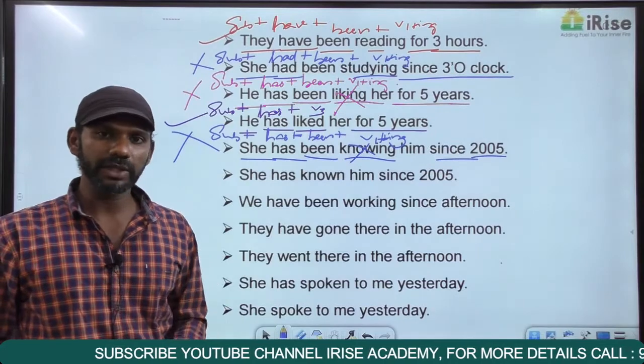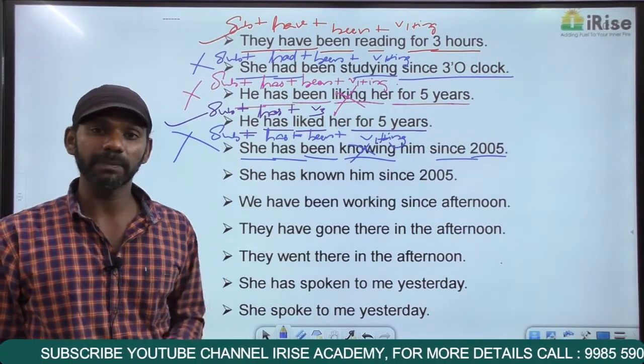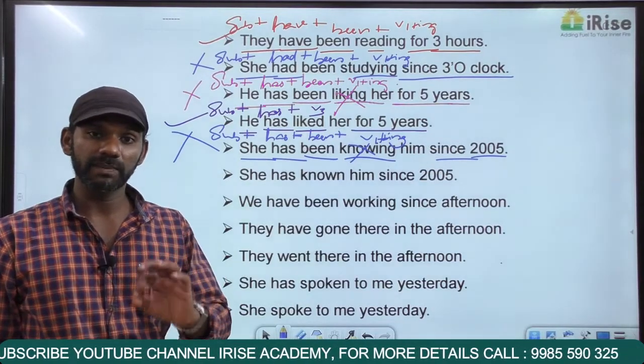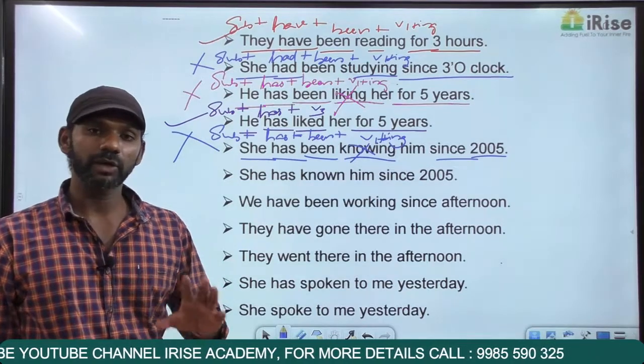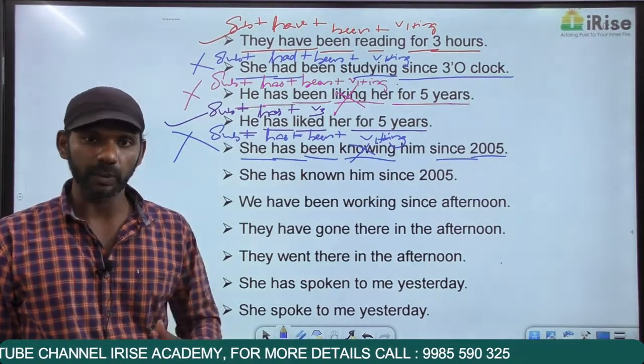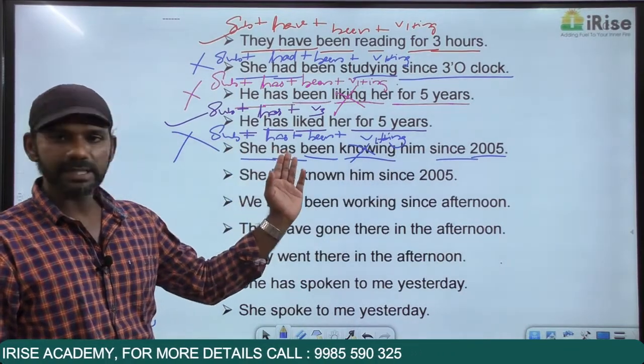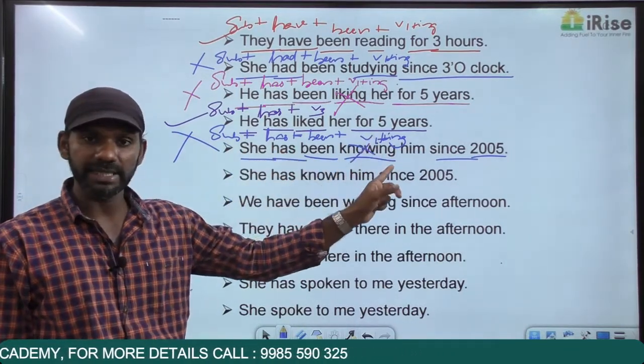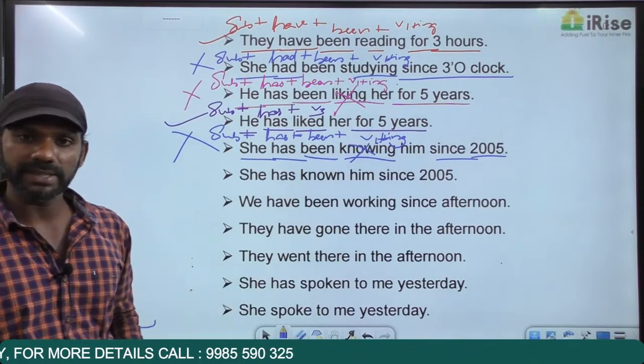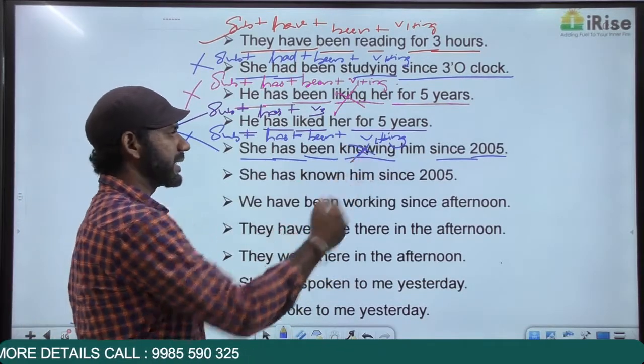"I am knowing you" means am plus V1 plus ing. Knowing cannot be used as a verb. It can be used as a noun. "She has been knowing" is subject plus has plus been plus V1 plus ing, but knowing cannot be used as a verb, so this statement is grammatically wrong.